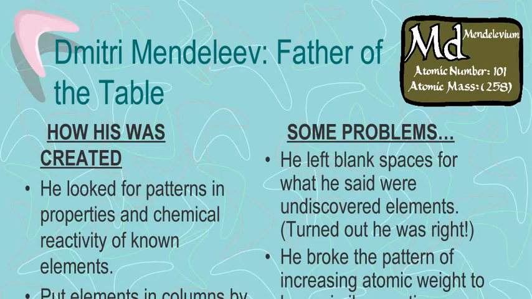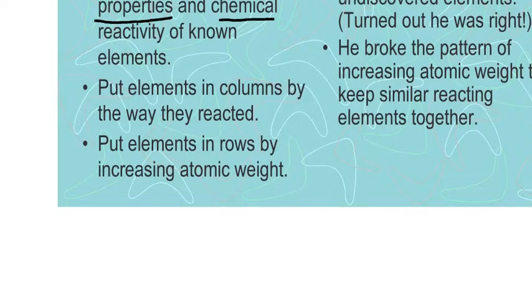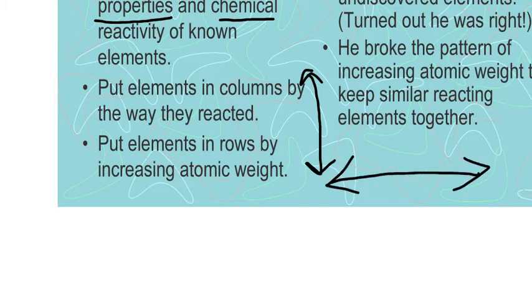Dmitri Mendeleev was the father of the periodic table. When he created his periodic table, he looked for patterns. He looked at physical and chemical properties, things like melting point, boiling point, and he also looked at chemical reactivity and density and phase of matter. So he looked at all sorts of things. And when he saw patterns, he put the elements in columns, vertical columns, based on the way they chemically reacted, and he put them in rows horizontally, with the elements increasing in atomic mass from left to right.